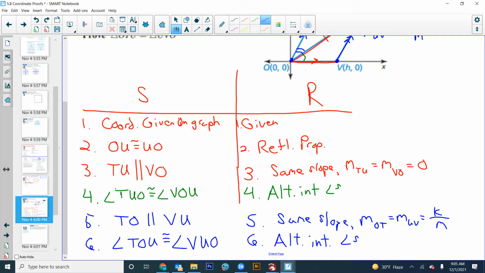Are you guys okay with this? There's a lot of abstract letters in here. Are you okay with that? Or are you struggling? Doing all right?